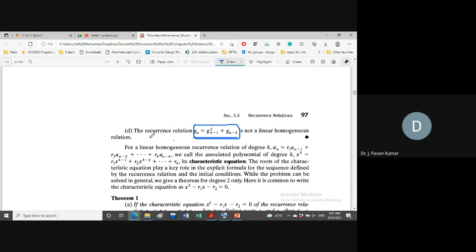Now, why are we considering linear homogeneous recurrence relations? Whenever we have a recurrence relation of this particular type, by using a simple formula we are able to give an explicit formula for that particular recurrence relation. I am repeating once again.